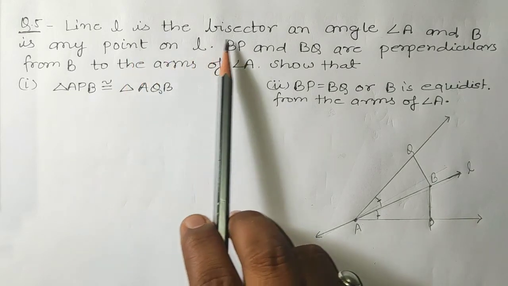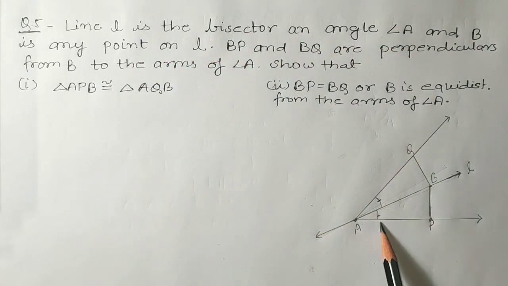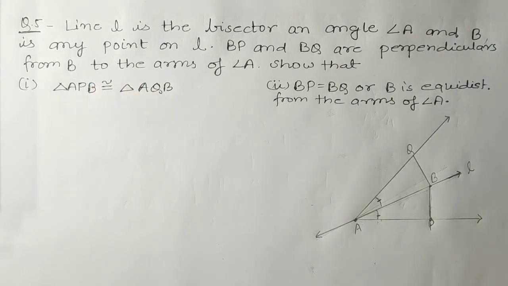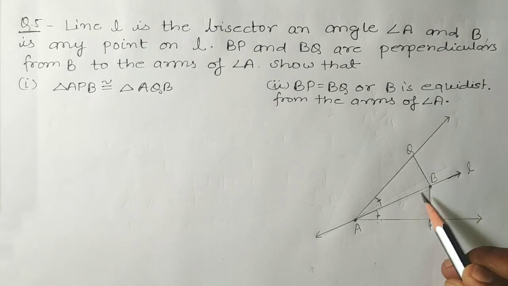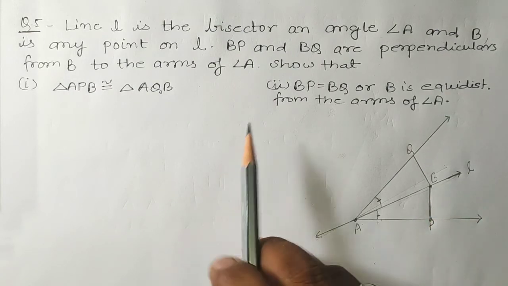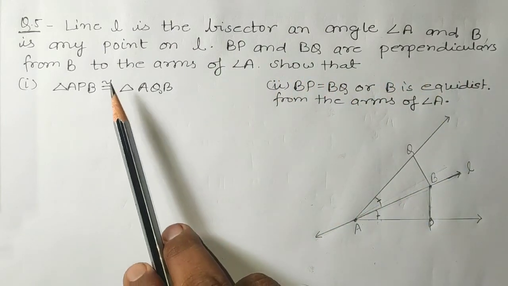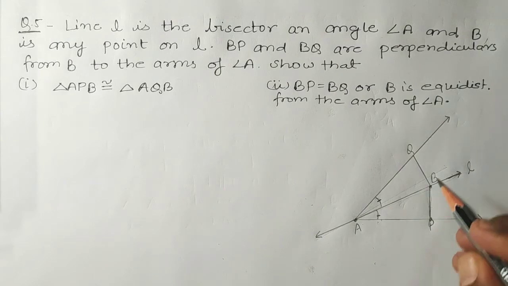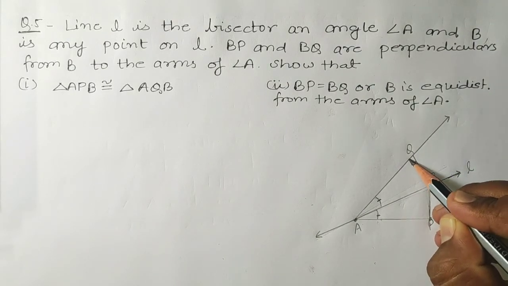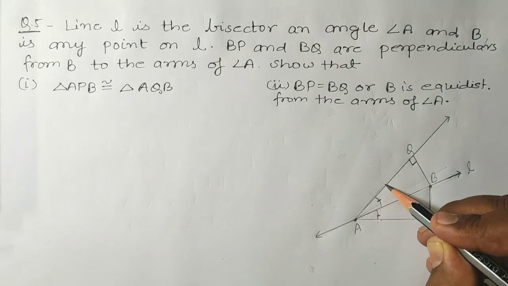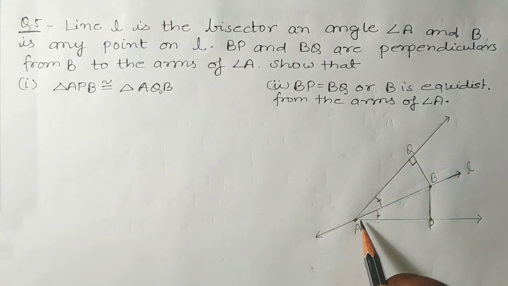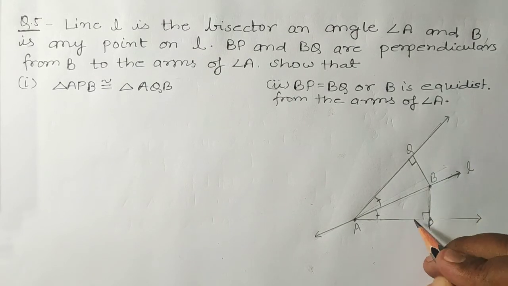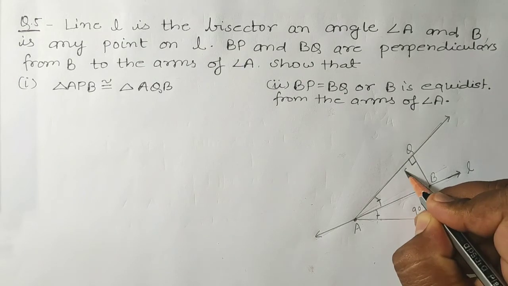So line L is the bisector of angle A. This line is the bisector of angle A, so it will be divided into two equal parts. And B is any point on L. This is the point B which is on the line L. BP and BQ are perpendiculars from B to the arms of angle A. See, this BP and BQ are perpendiculars on the arms of angle A, which means this is 90 degrees and this is 90 degrees.